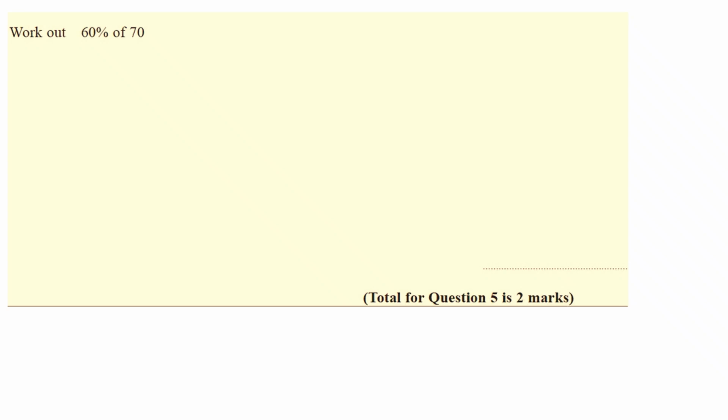In this question, we're asked to work out 60% of 70. So, a percentage of an amount, a percentage of a quantity. If it was me, I would partition this and work out what 10% is. 10% of any quantity, we divide it by 10. So we do 70 divided by 10, and we get 7.